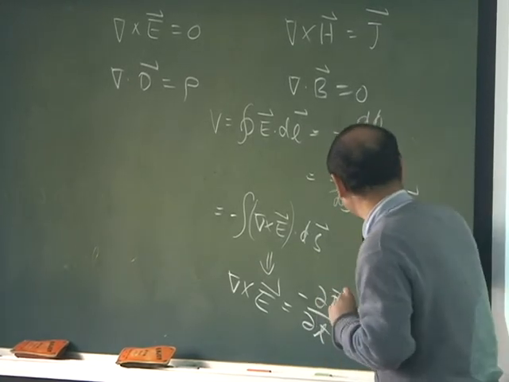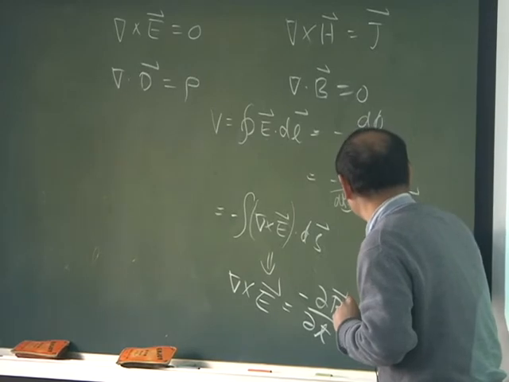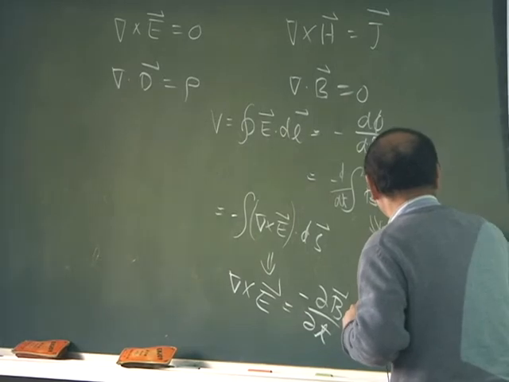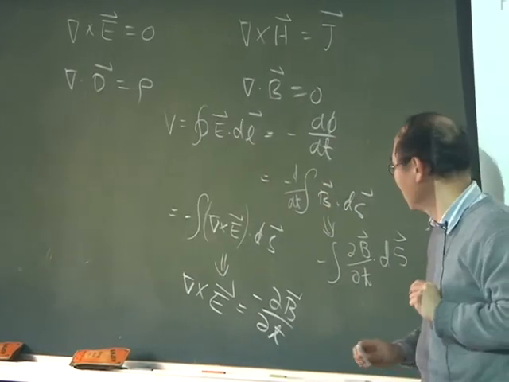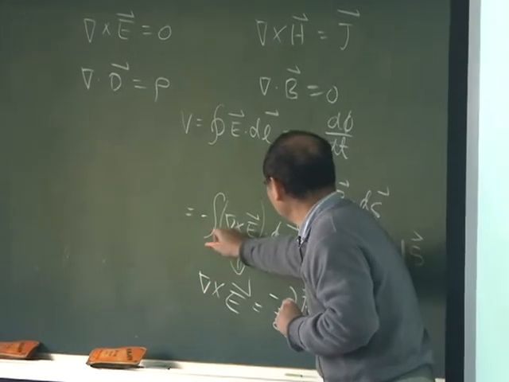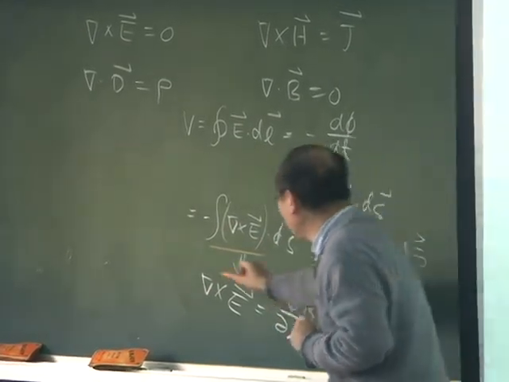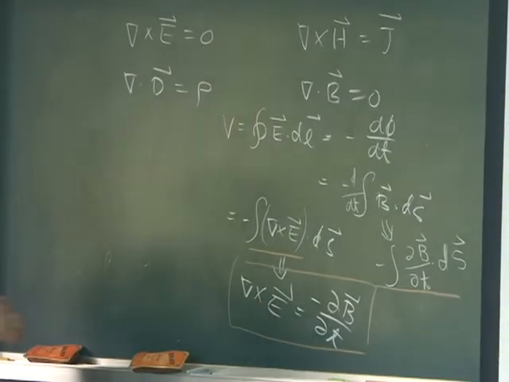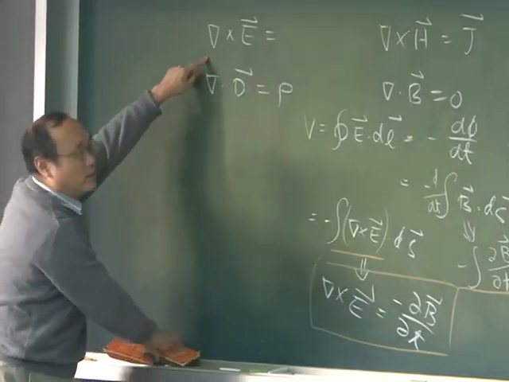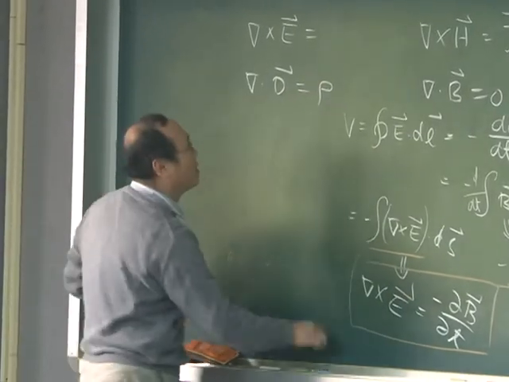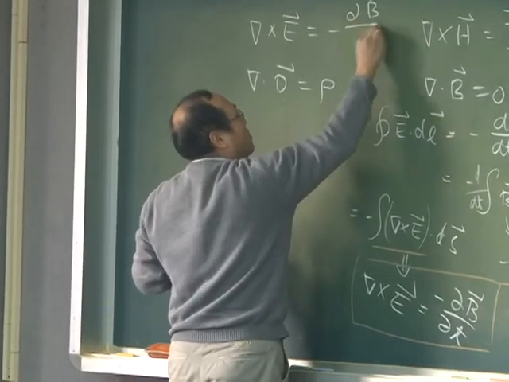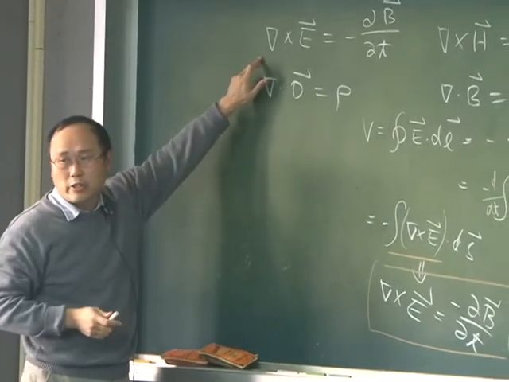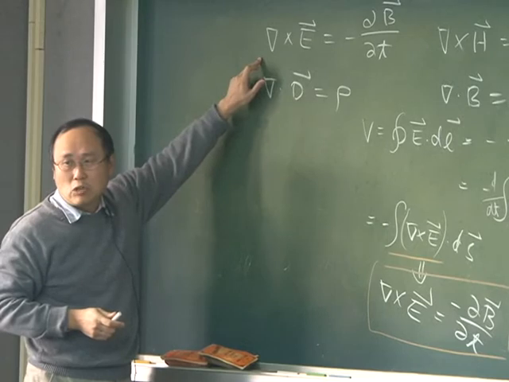Okay, so this expression you can quickly write as minus partial derivative of B with respect to t, dot product with dS. Okay, so compare this with this. You end up having this conclusion. So now you have to modify this equation to minus partial derivative of B with respect to t. And we give this equation a name. We call this Faraday's law of induction.